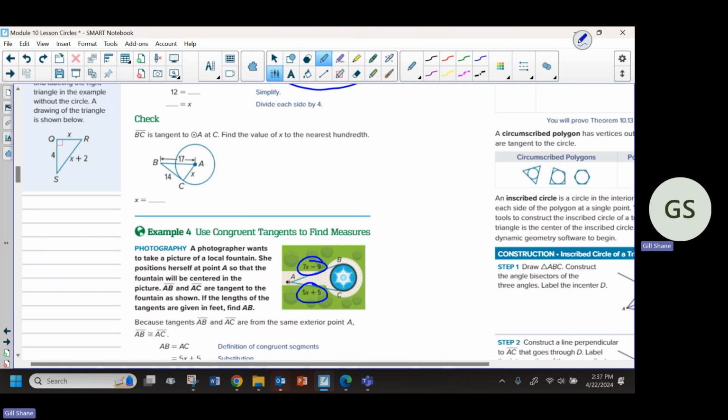Two tangent lines coming from a point outside the circle are congruent. So the equation would just be 7x subtract 9 equals 5x plus 5.